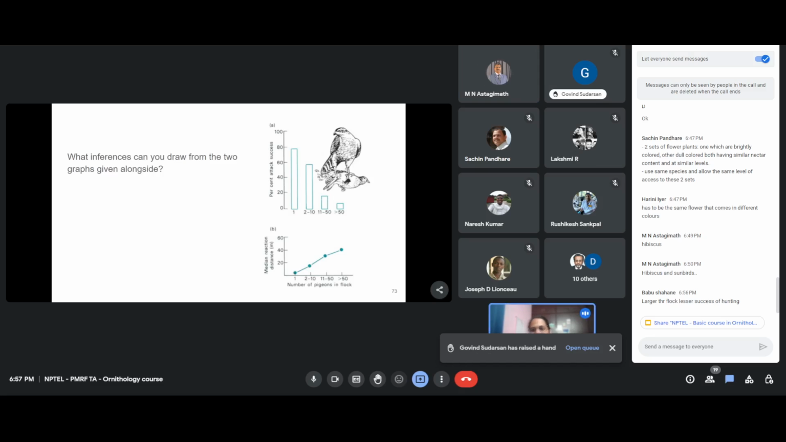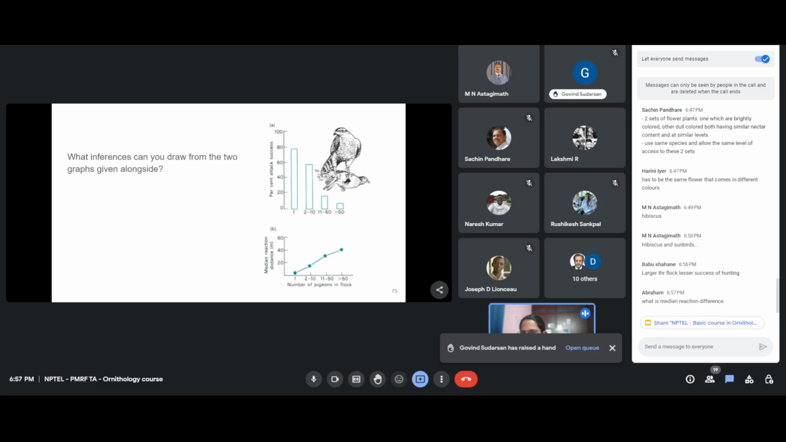No, the first graph, which is A, has on the x-axis the number of pigeons in a flock and percent of attack success on the y-axis. Yeah, the x-axis was not mentioned, I thought it is the distance. No, it's the number of pigeons in a flock. It's the same for both the graphs. So it means as the number of pigeons in the flock is less, the success rate will be high. Correct, yeah. So the attack success is higher when pigeons are solitary rather than when they are in a group.